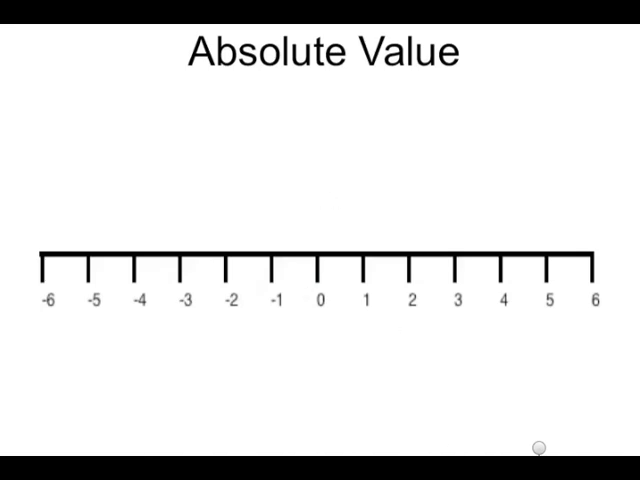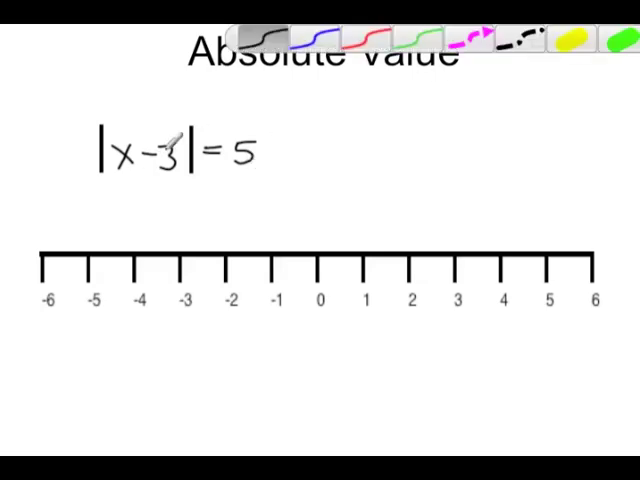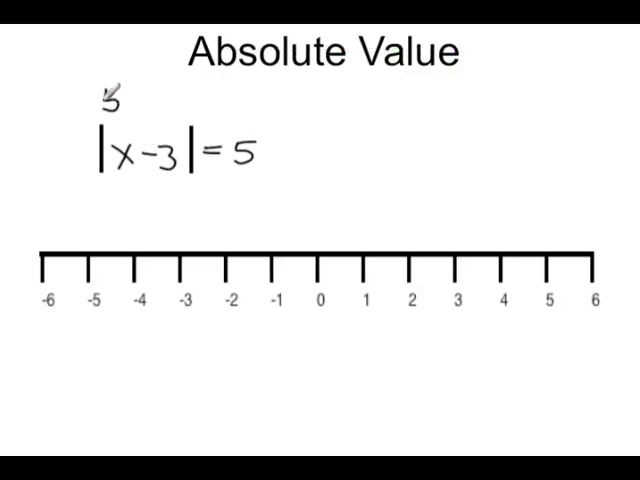Now, absolute value gets a little more interesting when we start dealing with expressions. For example, let's take the absolute value of x minus 3 equals 5. Well, we've seen that if what's inside the absolute value bars is either equal to 5 or negative 5, then the absolute value of it will be equal to positive 5. So when you solve something like this, you need to split it into two pieces. Either x minus 3 is equal to 5, or x minus 3 is equal to negative 5.